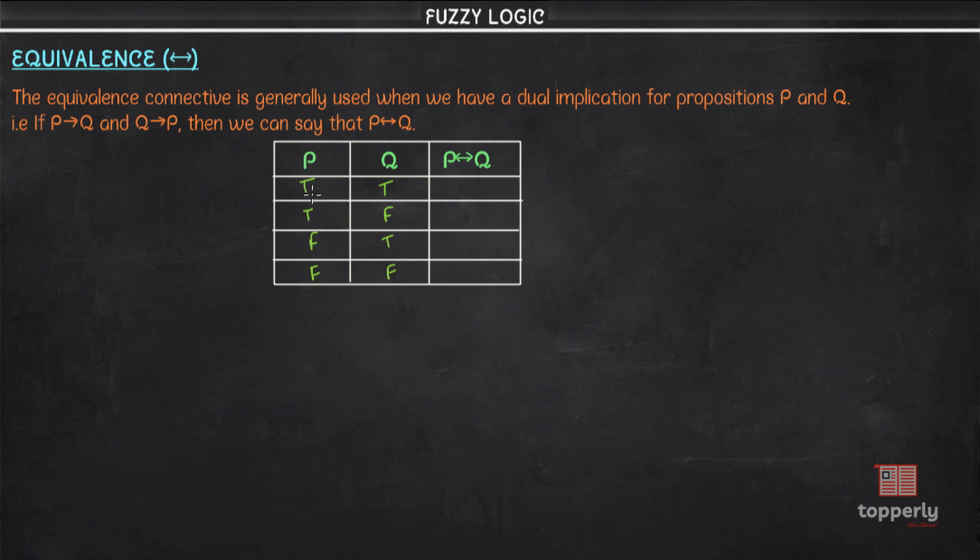That is, true and true will give us true, false and false will give us true, and the rest will all be false. Because P has to imply Q and Q has to imply P, then only we can say that P is equivalent to Q. This is all about the equivalence connective.